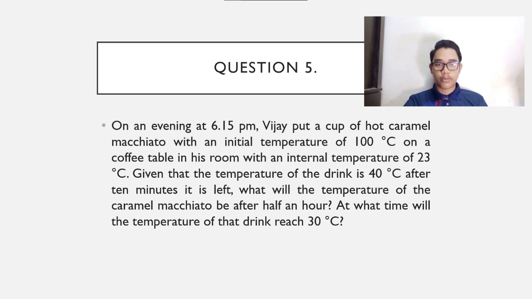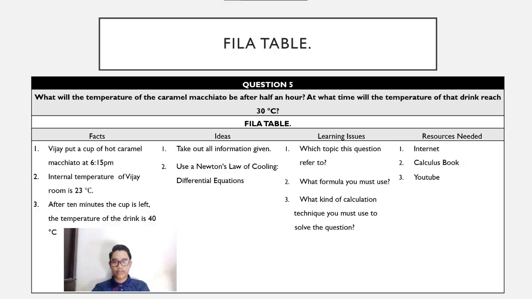Filler table of question 5. Question: what will the temperature of caramel mojito be after half an hour? At what time will the temperature of that drink reach 30 degrees Celsius? Facts from the question: VJ put a cup of hot caramel mojito at 6:15 PM. External temperature of VJ room is 23 degrees Celsius. After 10 minutes the cup is left, the temperature of the drink is 40 degrees Celsius.